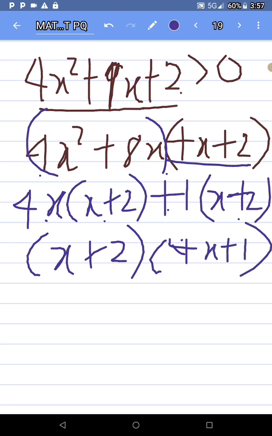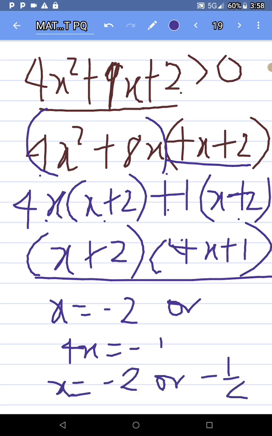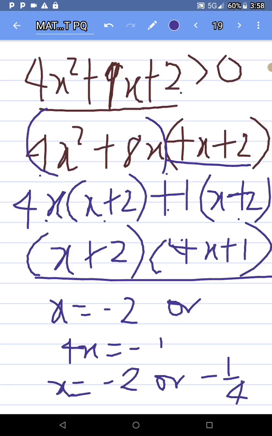We cannot solve this for greater than 0 just like that, so let's set it equal to 0. Then x will be minus 2 or 4x will be minus 1, so x will be minus 2 or minus 1 over 4. Let's put this on the number line. Which one is greater? Minus 1 over 4.